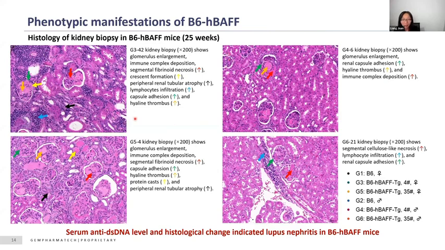As shown in the pathological study data, the mice show immunocomplex deposition and crescent formation, and also infiltration of inflammatory cells. So the serum anti-double-stranded DNA level and histological changes indicate lupus nephritis is displayed in the B6 humanized BAFF mice.